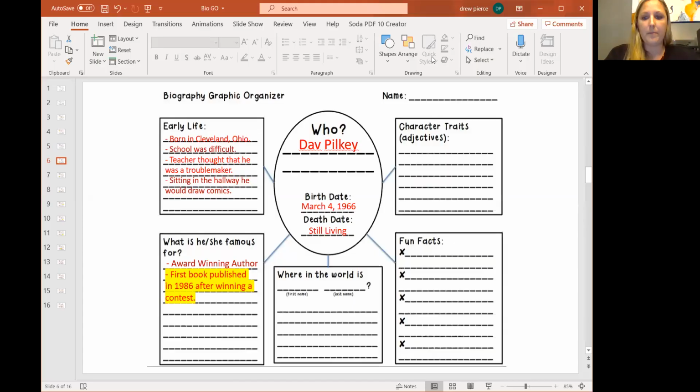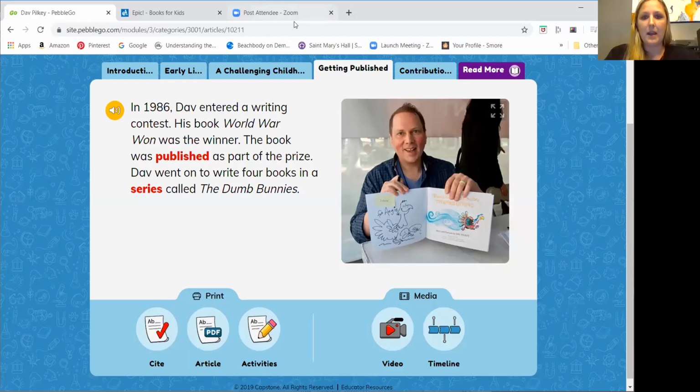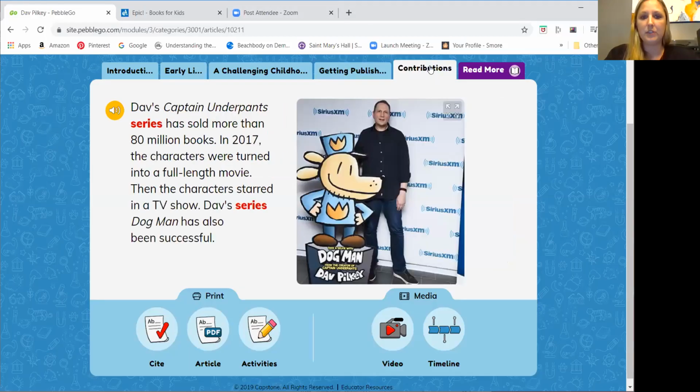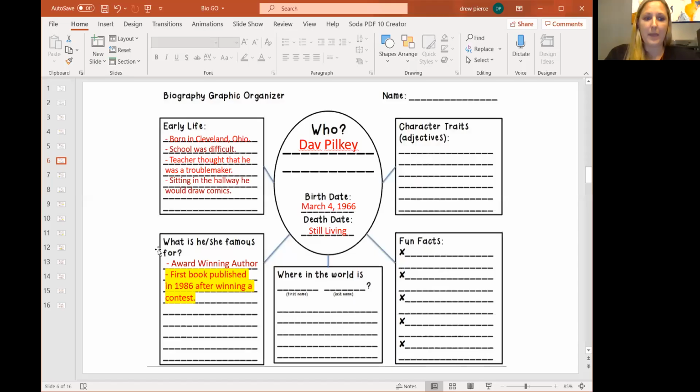And then we can go back, and our next one is Contributions. So here also gives me even more information about why he is famous, or what he or she is famous for. So on that page, I learned that Captain Underpants is a series. He sold more than 80 million books based on that. So that's something really cool about him.